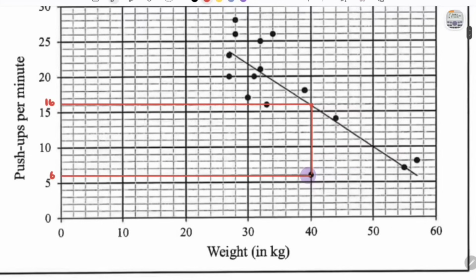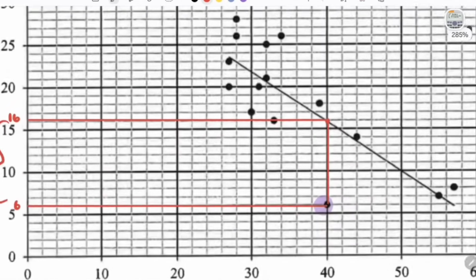So what is the highest increase that we're going to have here? It's from 6 all the way to 16. So the highest increase in push-ups will be that difference, which is 16 minus 6, and that is 10. That will be the maximum amount of push-ups that we're going to get for a learner.